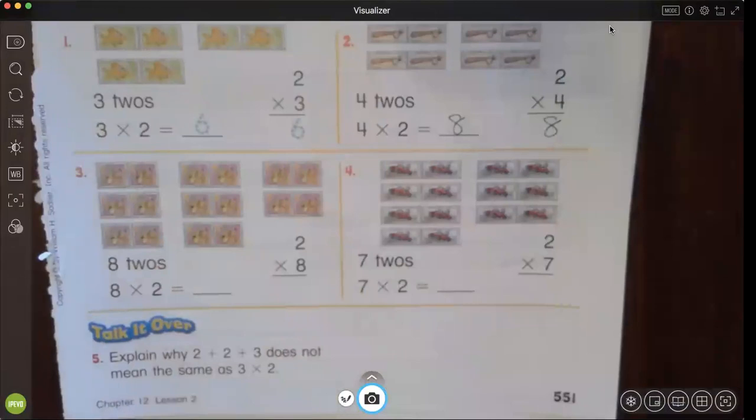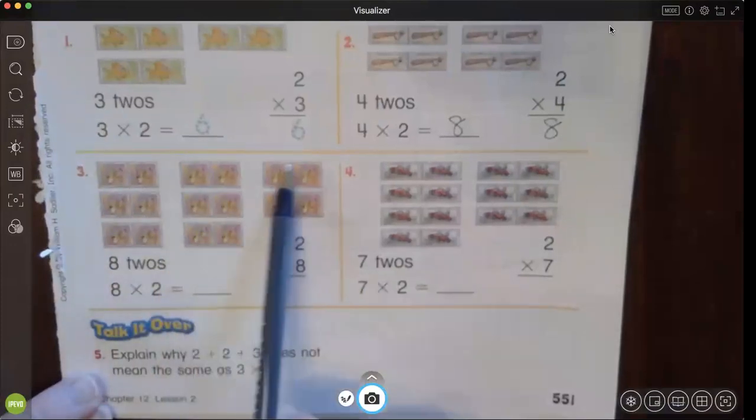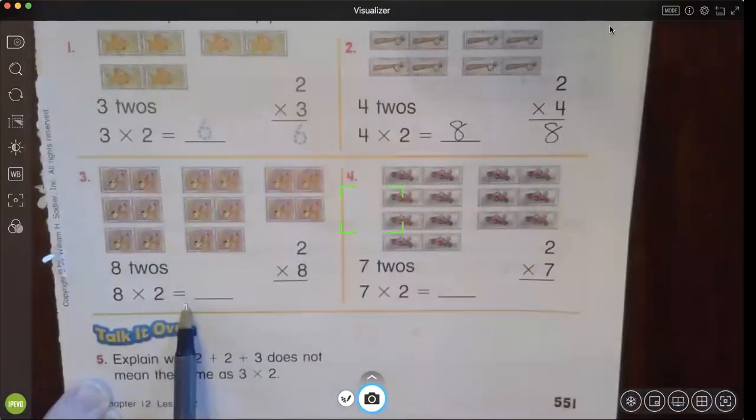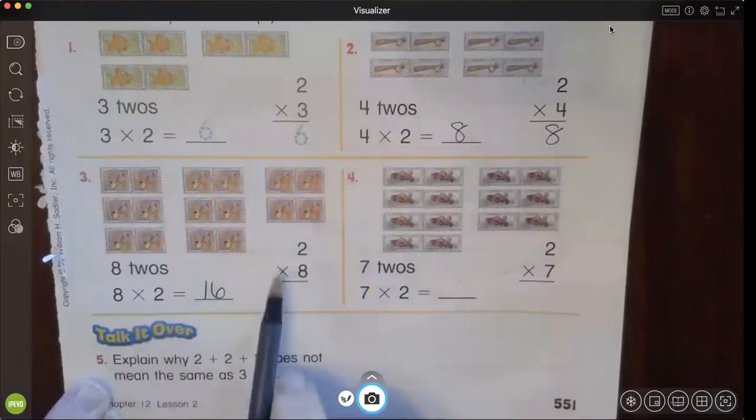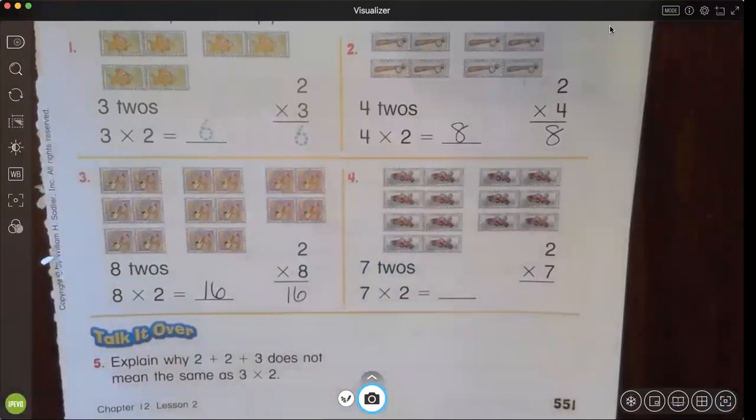So number 3, we have 8 groups of 2. So that's like saying 8 plus 8, because if you count them, look, 2, 4, 6, 8, 10, 12, 14, 16. Okay. So 8 times 2 equals 16. And 2 times 8 is just the opposite, is the reversed problem there. Flipped problem, the opposite problem. We did a whole lesson on that in addition and subtraction. Okay, multiplication is the same thing. You can reverse it. You can do 8 times 2 and get 16, and you can do 2 times 8 and get 16. Okay.